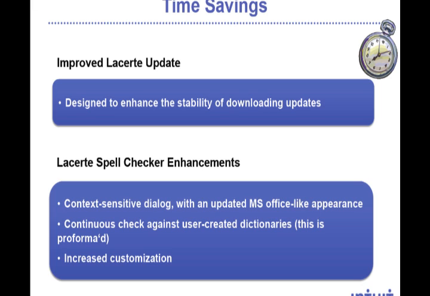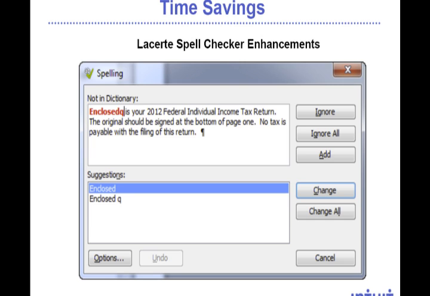So that should be a little bit faster and more stable. And then we've also made some minor changes to the Lacerte spell checker functionality. Basically, we've made it look a little bit more like an MS Office type spell checker. And also we've given it some increased customization. So, for example, one of the big things that you can do now is go in and create custom dictionaries.